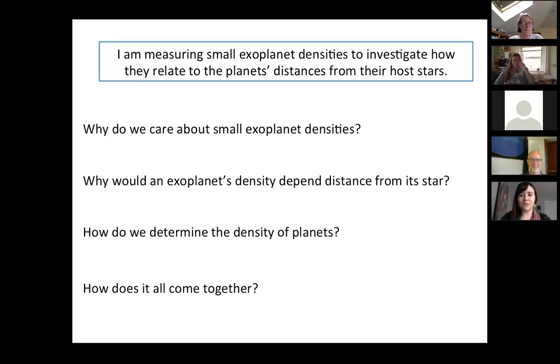Okay, so up at the top there, I tried to put in more general terms what I am doing. And as I say there, I'm measuring small exoplanet densities to investigate how they relate to the planet's distances from their host stars.